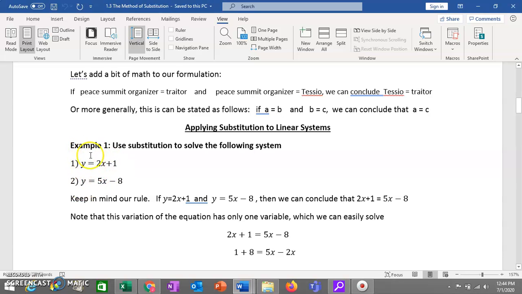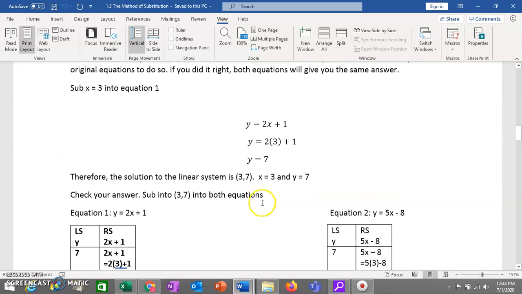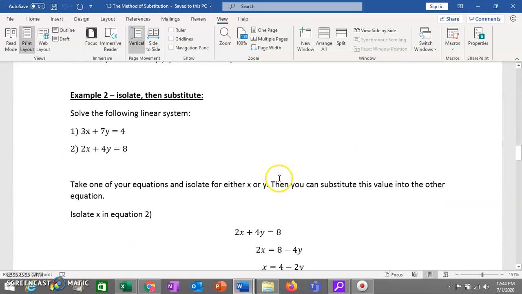And that's what the solution to a linear system is, right? The same x value in both equations will give you the same y value. So (3, 7) is our answer.